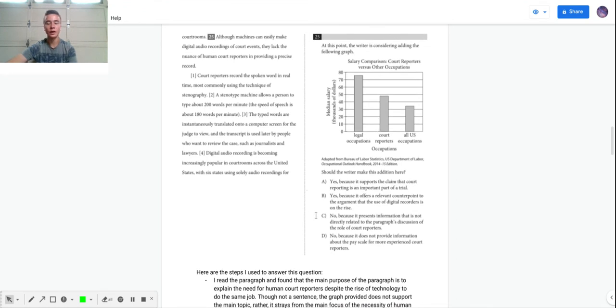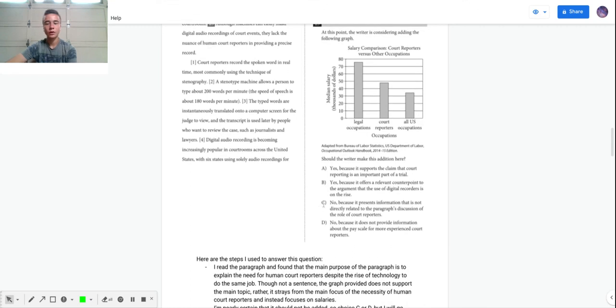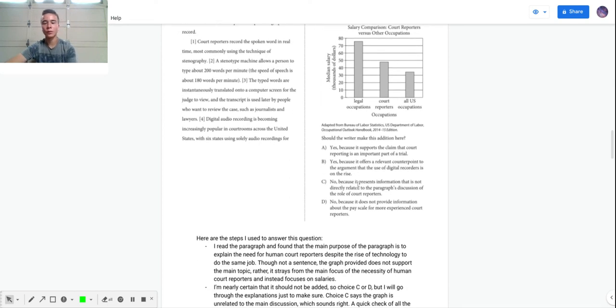So let's look at the answer choices. C and D both say no, but they have different reasons. Remember, my explanation for why this graph should not be included is because it's off topic. So if either C or D matches my reasoning, then that's the correct one. C says no because it presents information that is not directly related to the paragraph's discussion of the role of court reporters. That's almost exactly the same reasoning that I used to say why this should not be added. So I'm going to say C is correct, but let's look at D to be sure.